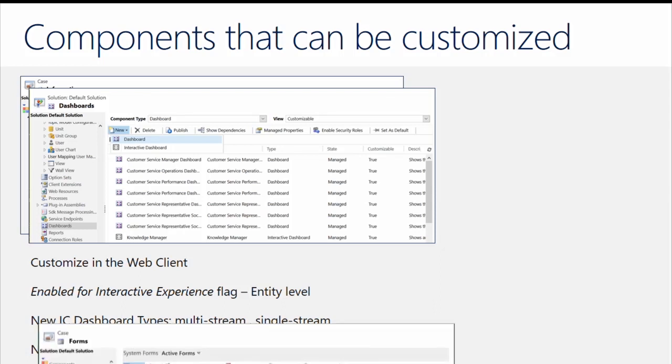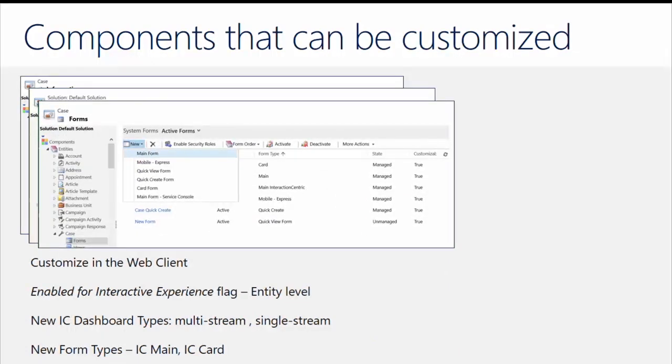And then finally, I also have my form functionality. When I go in and work with my forms, I will have a customized for interactive experience option inside the forms. So those are the three major areas that you have to look at when you start customizing the application.